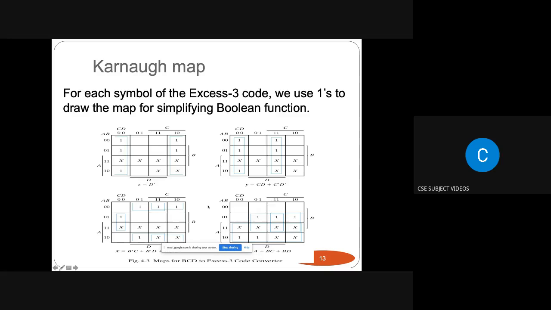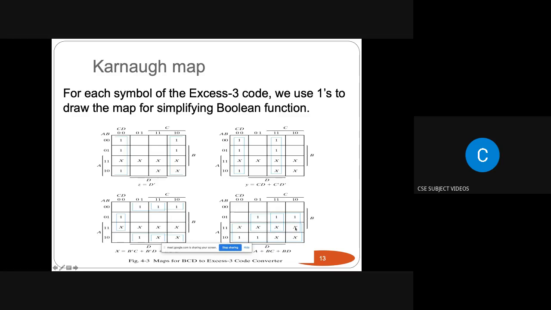And for W, yeah, we will be getting an octet here. Here is one octet possibility, 8 adjacent cells, and this is a quad possibility, and here is another quad possibility. So one octet possibility and 2 quad possibilities are there.